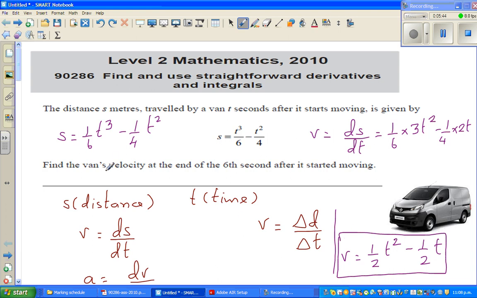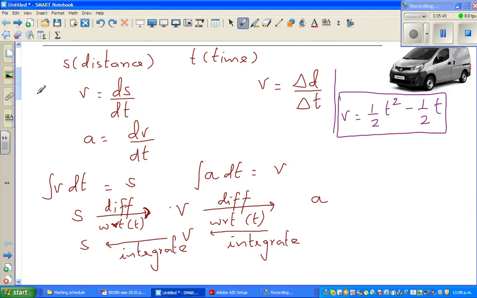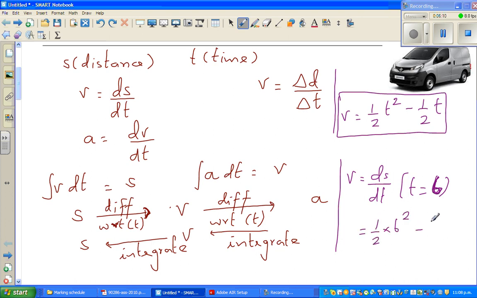The question is, find the van's velocity at the end of 6 seconds. So we can write v is, of course, ds by dt when time is equal to 6 seconds. You have to substitute six in this equation, which is half times 6 squared minus half times 6. So this is half times 36 minus 3, since half of 6 is 3.